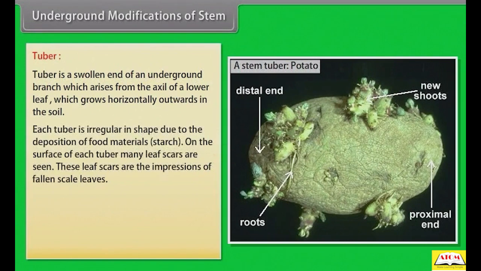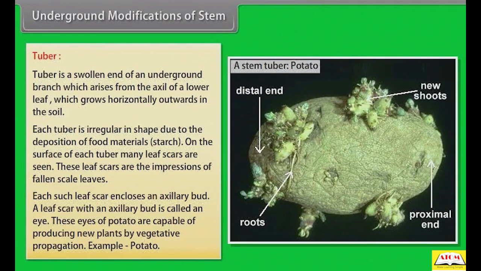Each tuber is irregular in shape due to the deposition of food materials, starch. On the surface of each tuber, many leaf scars are seen. These leaf scars are the impressions of fallen scale leaves. Each such leaf scar encloses an axillary bud. A leaf scar with an axillary bud is called an eye. These eyes of potato are capable of producing new plants by vegetative propagation. Example: potato.